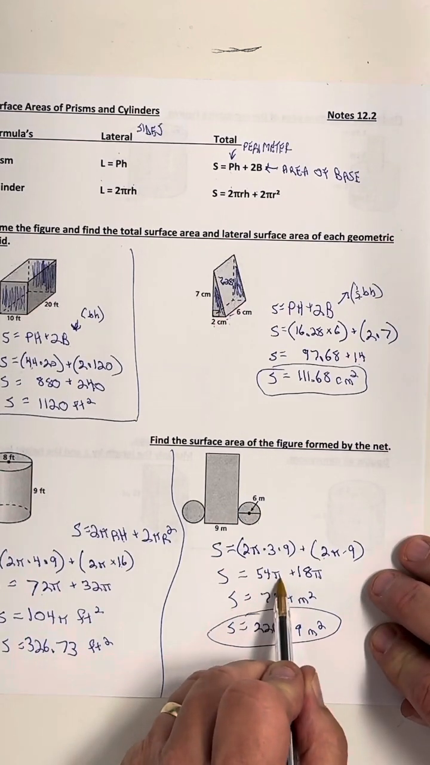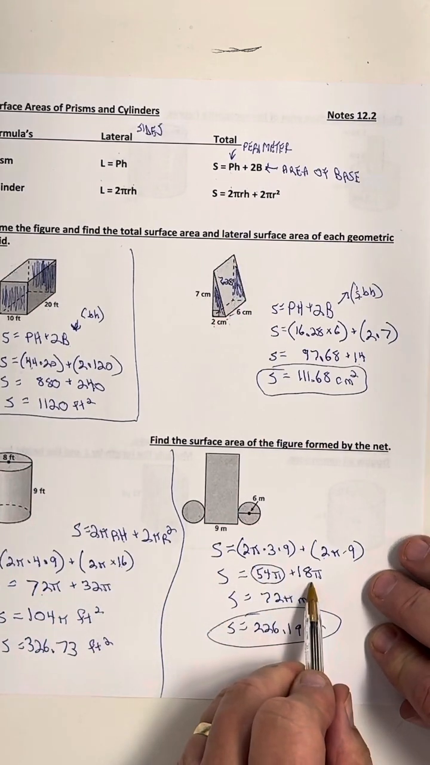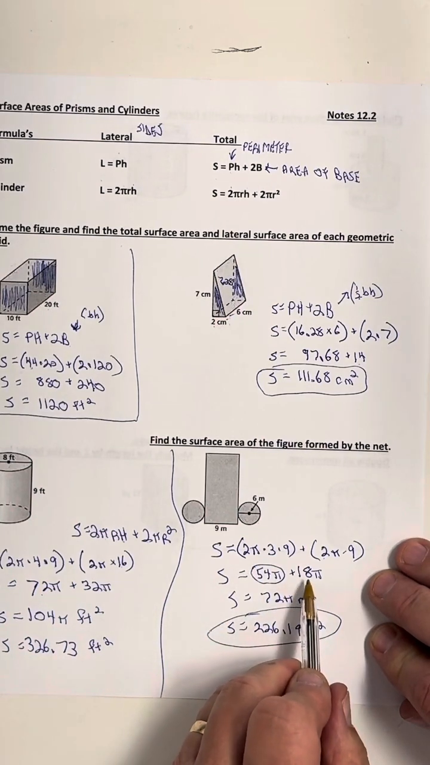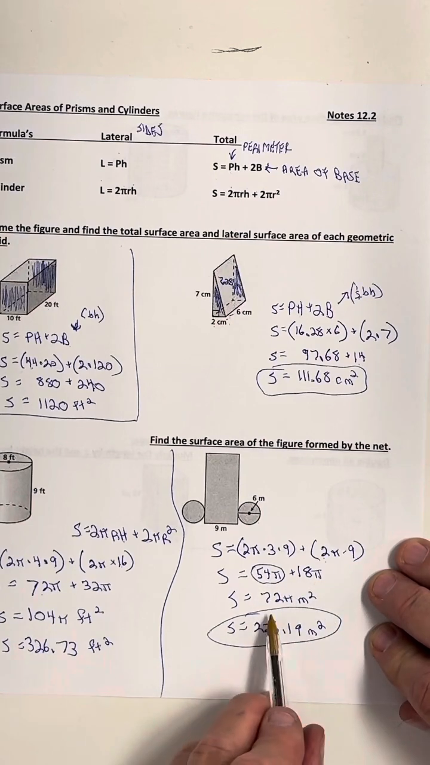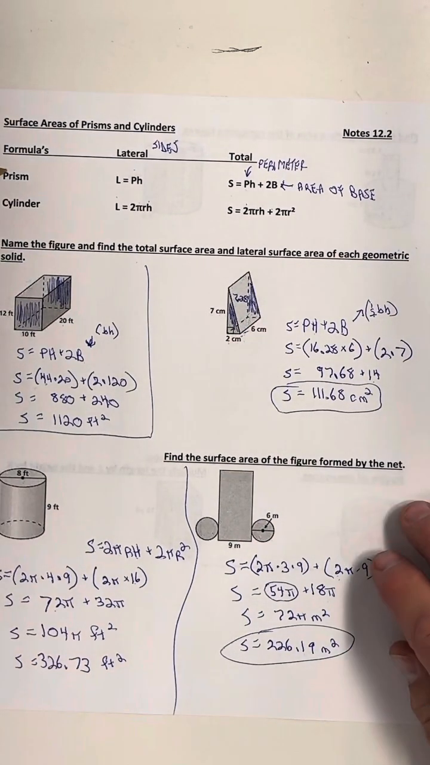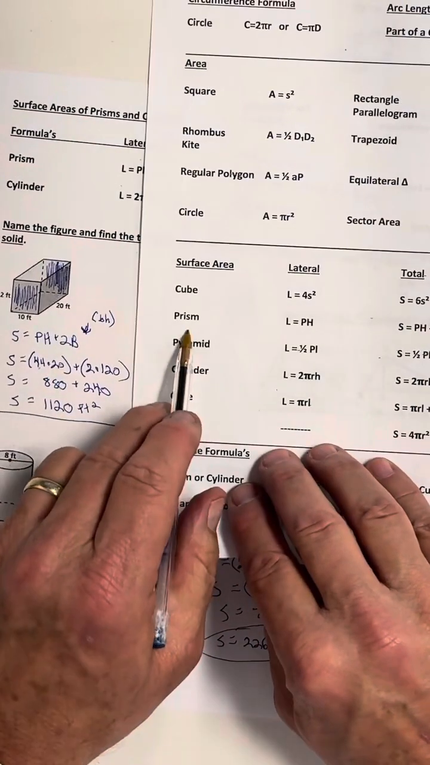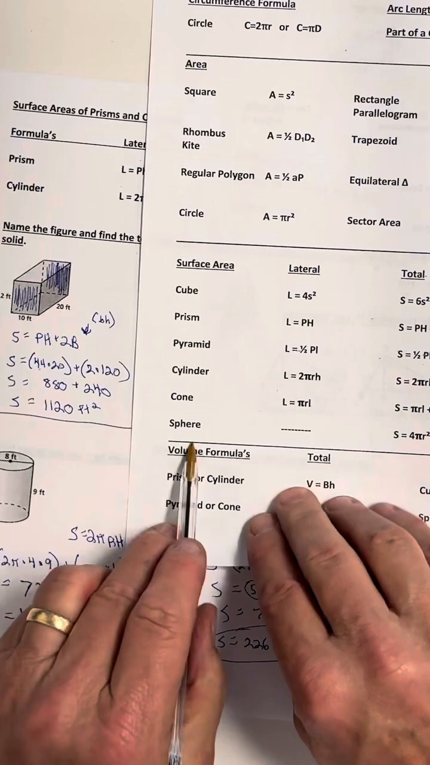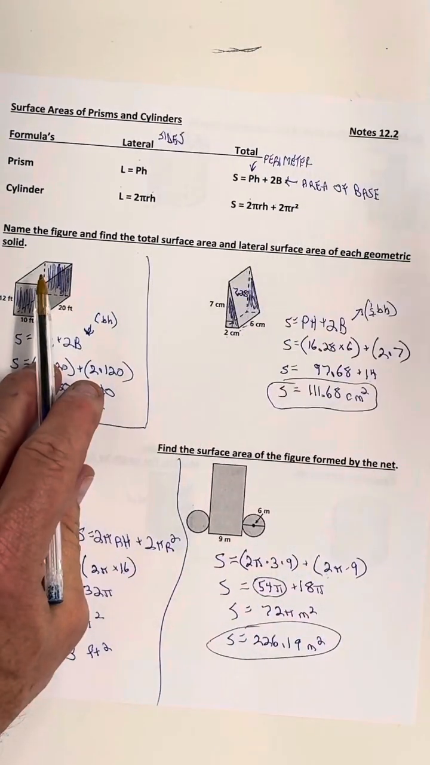This is the lateral surface area. You have to pay attention. That's the lateral surface area. This is the area of the two bases, 18 pi. Together, that makes the 72 pi for the total surface area. Okay, so you've got the basic formulas down. Now, these formulas are written right here also, the prism and the cylinder. The formula's right here on your formula chart, so you have the formulas to look at.